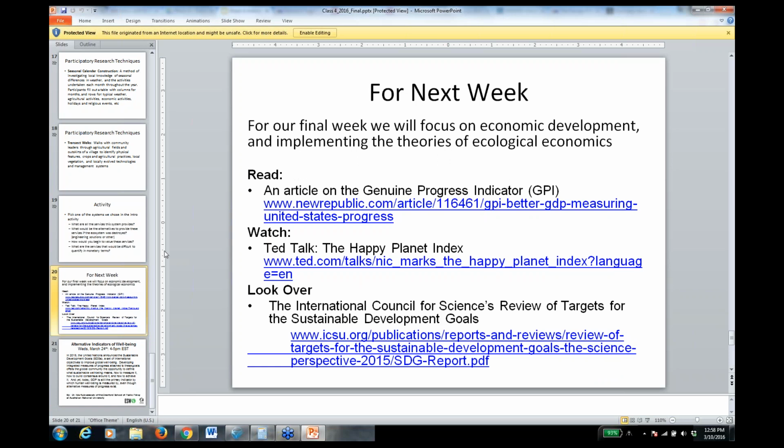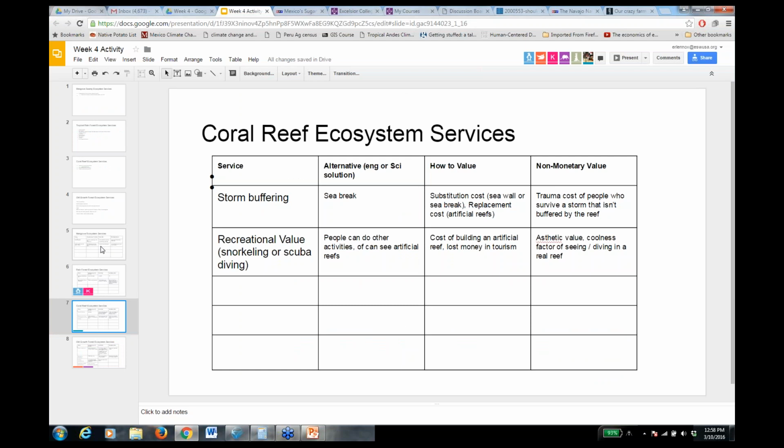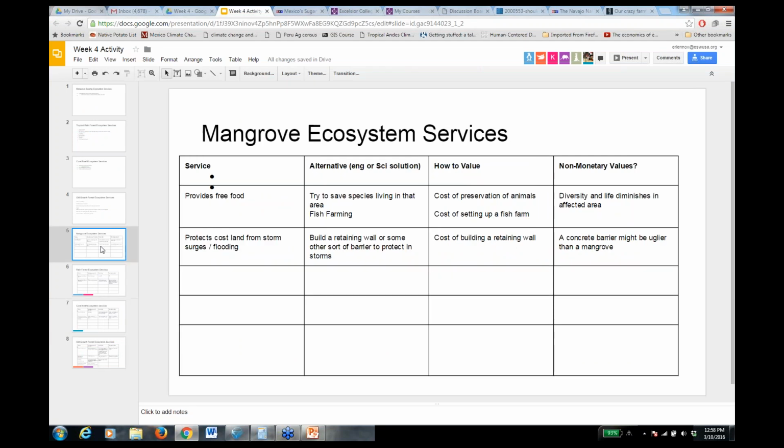And for now, we'll just jump back to going through this activity that we're doing here about valuing these different ecosystem services, and we'll keep doing this for another few minutes.